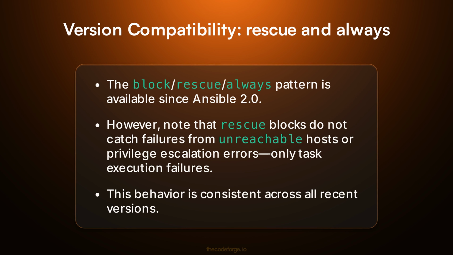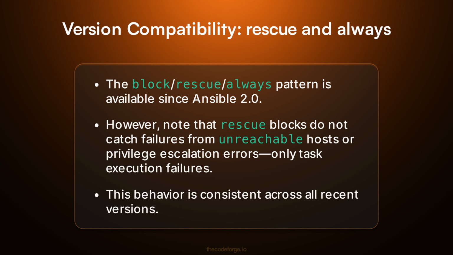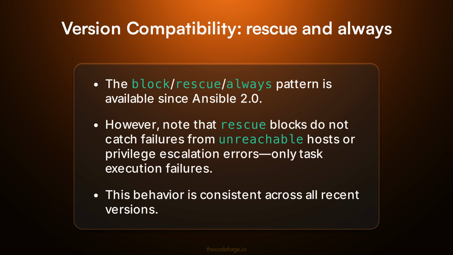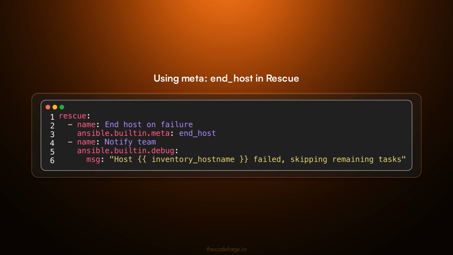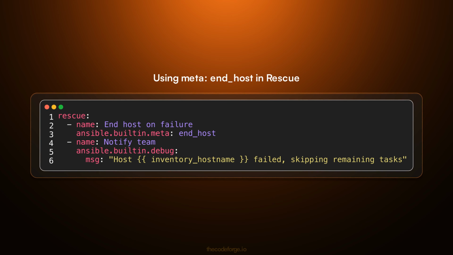The block/rescue/always pattern is available since Ansible 2.0. However, note that rescue blocks do not catch failures from unreachable hosts or privilege escalation errors, only task execution failures. This behavior is consistent across all recent versions. The article mentions skipping a host in rescue but doesn't show how.